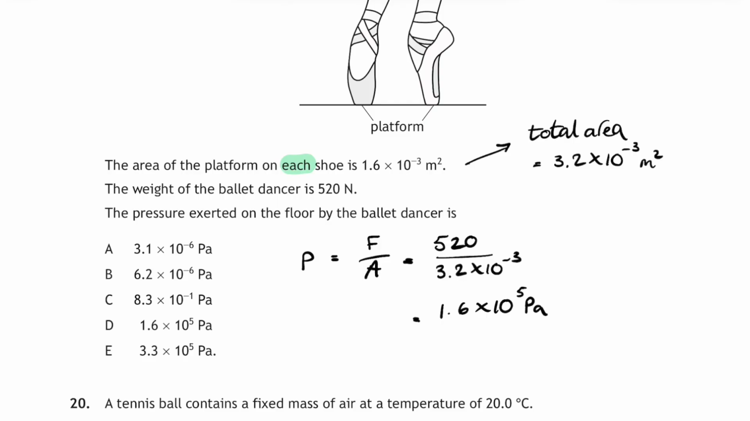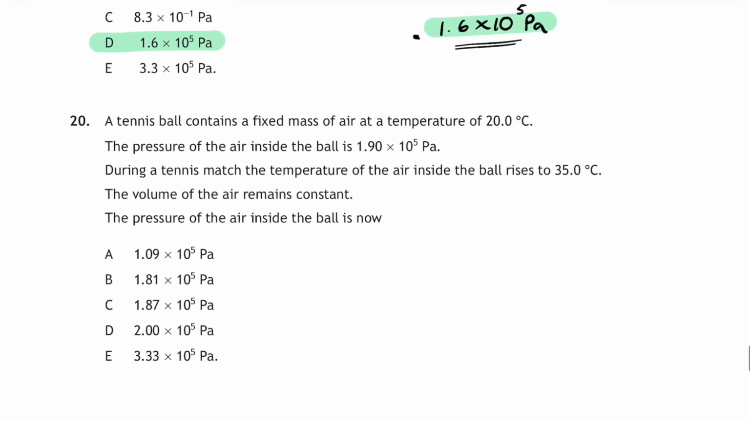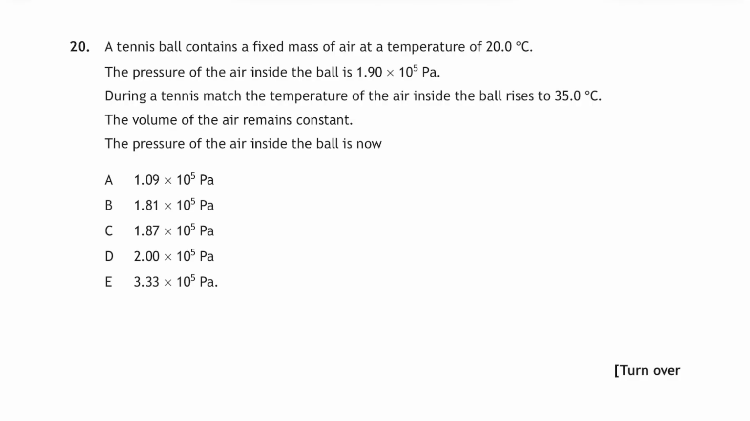That gives us our final answer for the pressure of 1.6 times 10 to the 5 pascals. That's answer D, 19D. Moving on then, question 20. A tennis ball contains a fixed mass of air at a temperature of 20 degrees C.